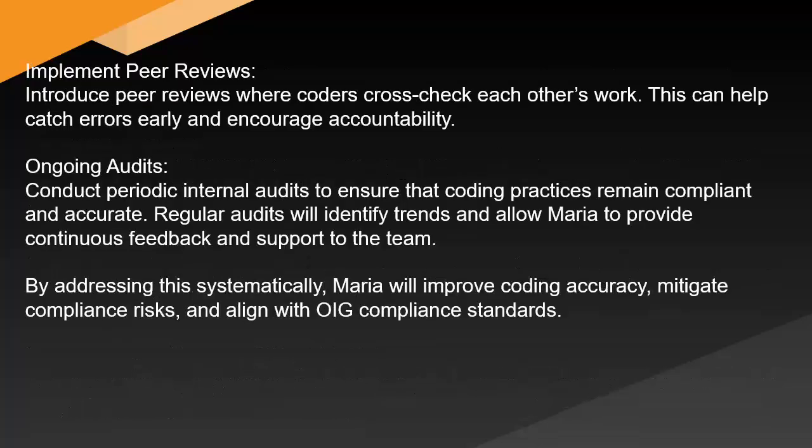Implement peer reviews. Introduce peer reviews where coders cross-check each other's work. This can help catch errors early and encourage accountability. Ongoing audits. Conduct periodic internal audits to ensure that coding practices remain compliant and accurate. Regular audits will identify trends and allow Maria to provide continuous feedback and support to the team. By addressing this systematically, Maria will improve coding accuracy, mitigate compliance risks, and align with OIG compliance standards.